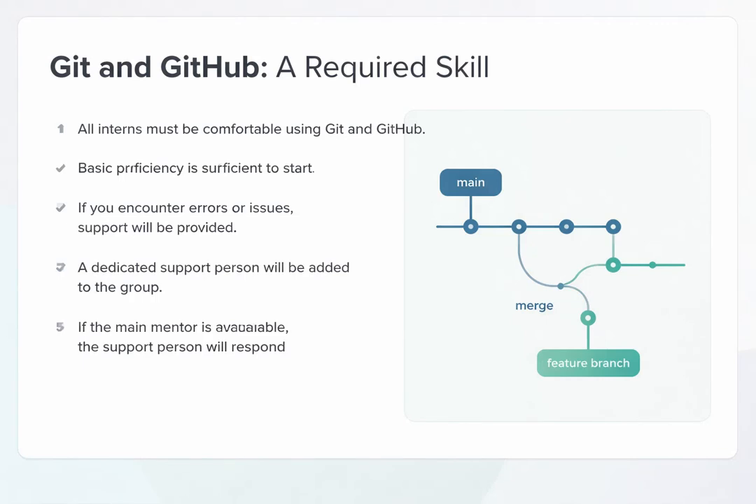One technical skill you absolutely need for this internship is Git and GitHub. You don't need to be an expert, but you need to be comfortable with the basics. If you run into errors or get confused, don't worry. A support person will be added to the group specifically to help with these kinds of issues. If the main mentor can't respond in time, this support person will step in, so you won't be left stuck.